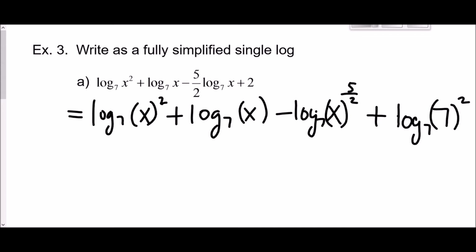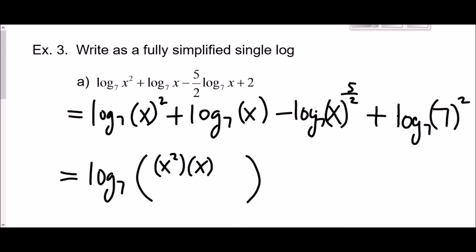Alright, so now if you look at this, everything is in terms of log base 7. Now I can combine everything. So log base 7 and then something big here. For anything that adds, we multiply them. So x squared times x squared times x times here. You can convert this into 49 if you want.